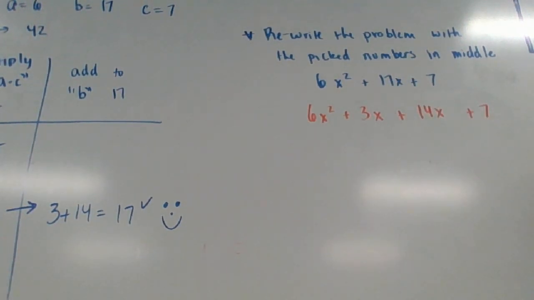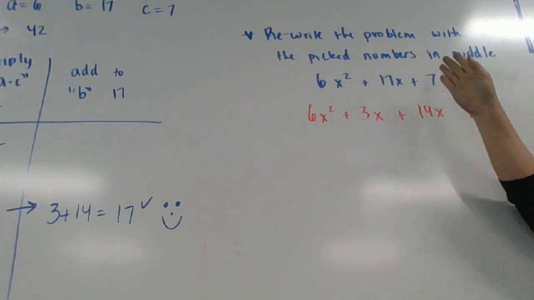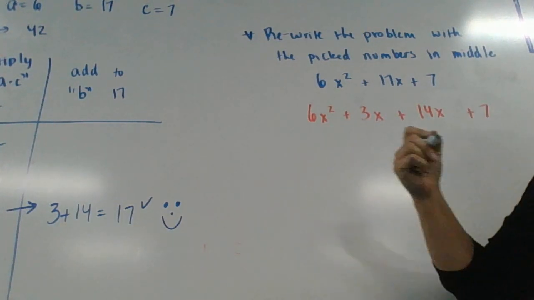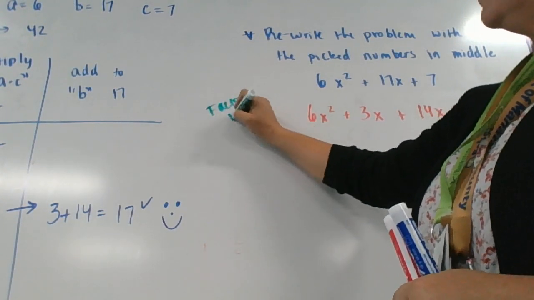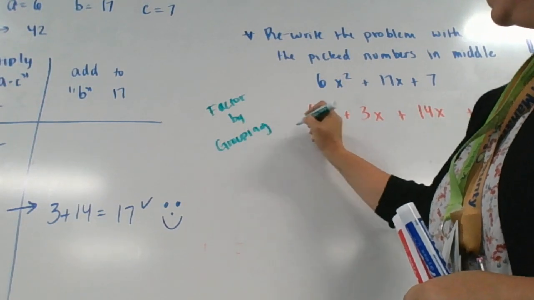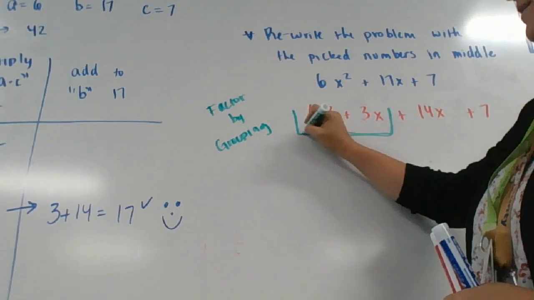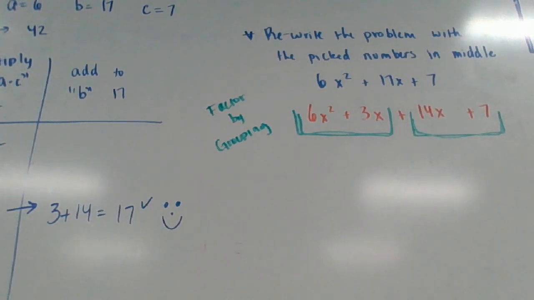Okay. The reason we do this is because when a problem has 4 terms in it, it's better to work with. 1, 2, 3, 4 is better than 3. So now that I have 4 terms, I'm going to group them. This is called factor by grouping. And I'm going to look at just 2 at a time. I can look at 2 and 2 instead of having to figure out all of them at the same time.